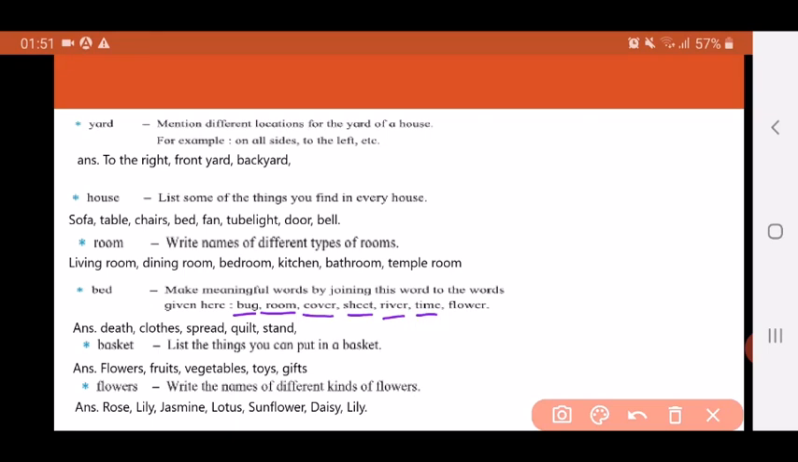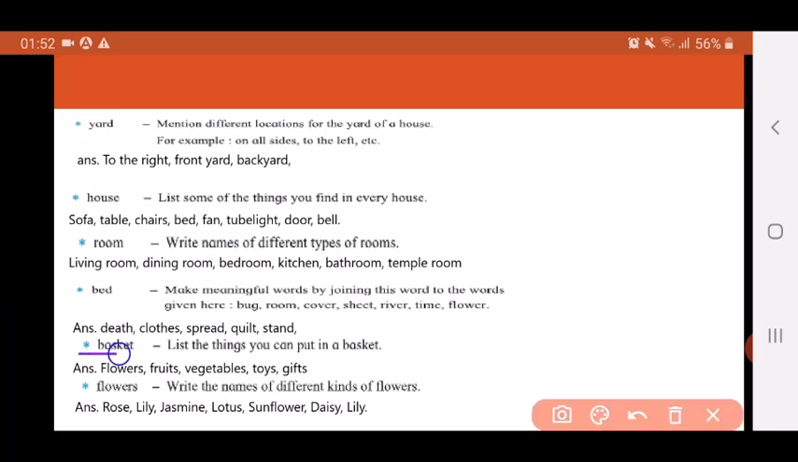Bed to time becomes bedtime. And bed to flower becomes flower bed. I have given you some more words which you can make. Death to bed becomes death bed. Bed to clothes, bed clothes. Bed to spread, bed spread. Bed added to quilt, bed quilt. Bed added to stand, bedstand. These words that are joined together and make a new meaningful word are called compound words.